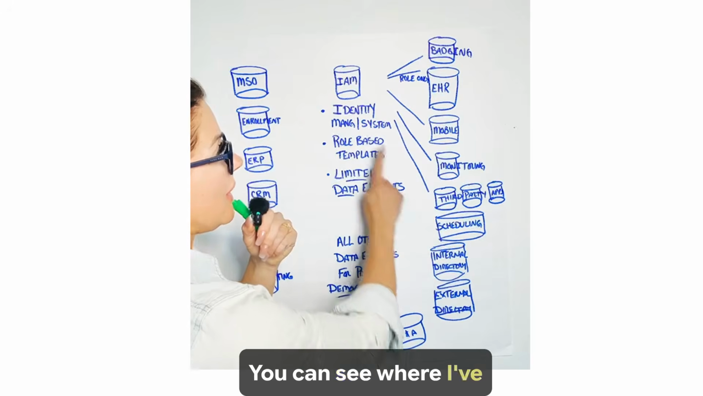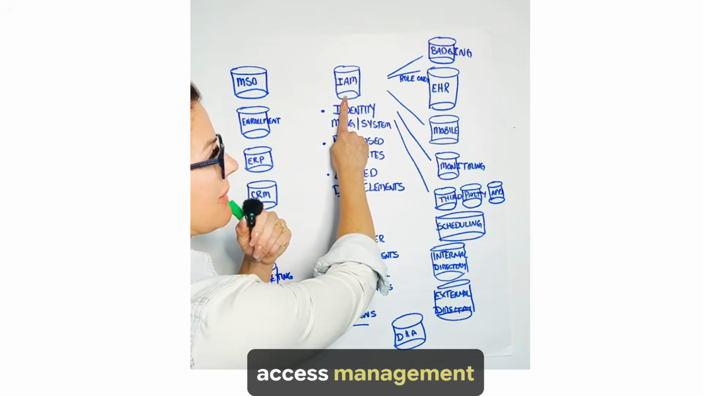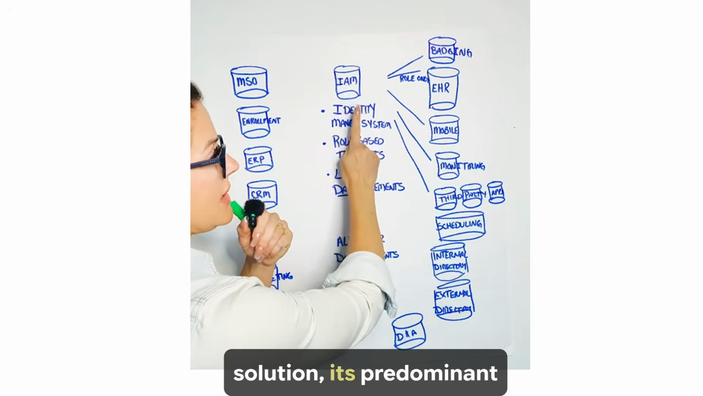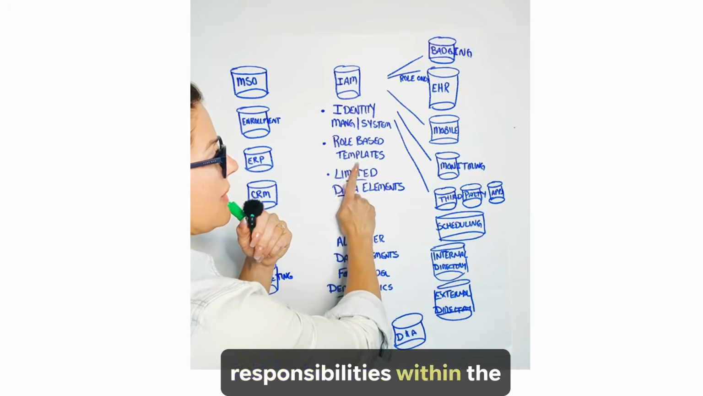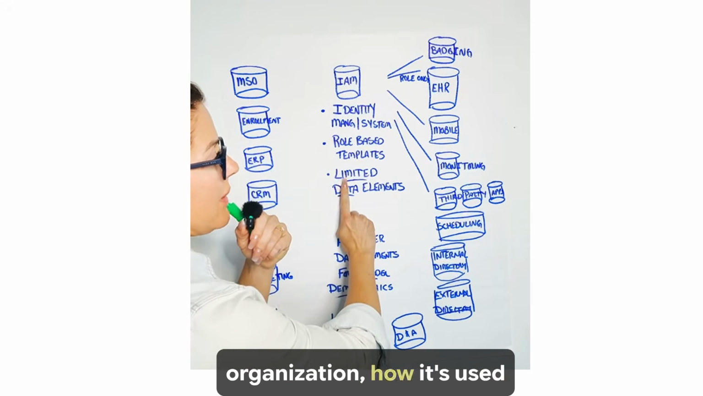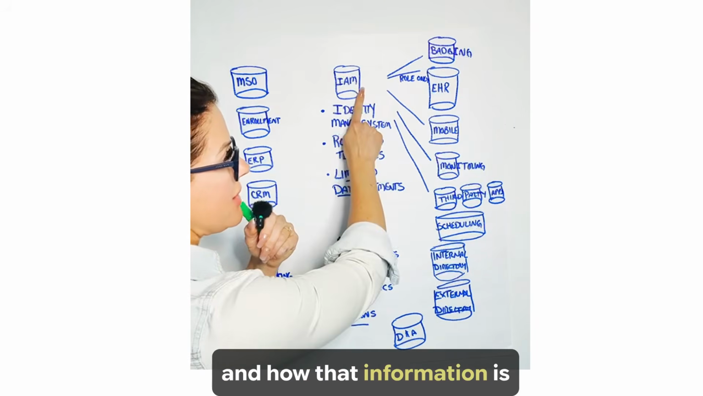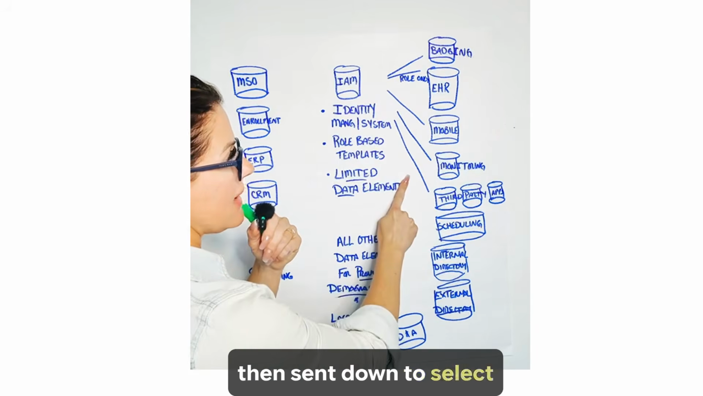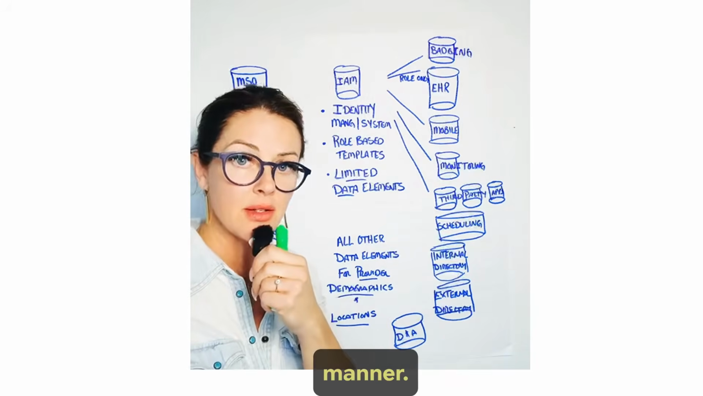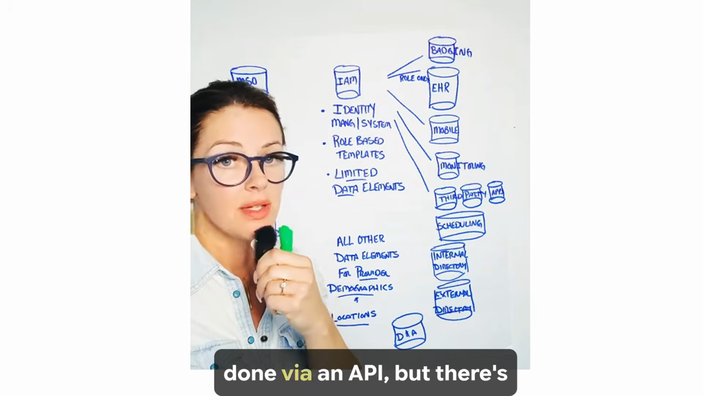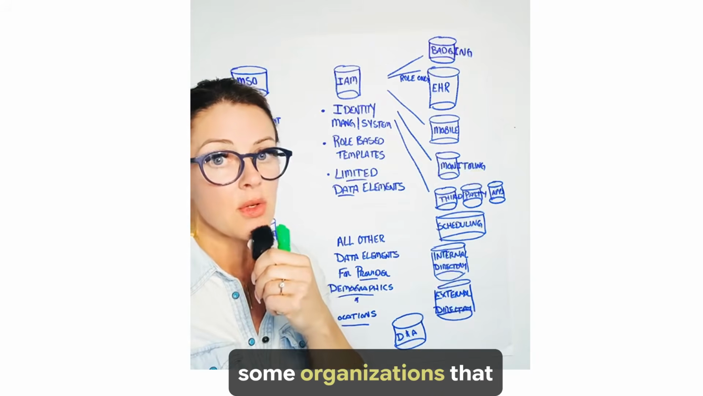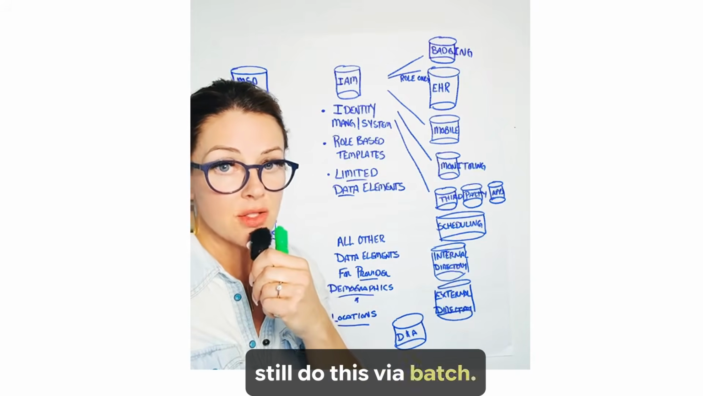You can see where I've drawn out the Identity Access Management solution, its predominant responsibilities within the organization, how it's used for limited data elements, and how that information is then sent down to select applications in a timely manner. This is most commonly done via an API, but there's some organizations that still do this via batch.